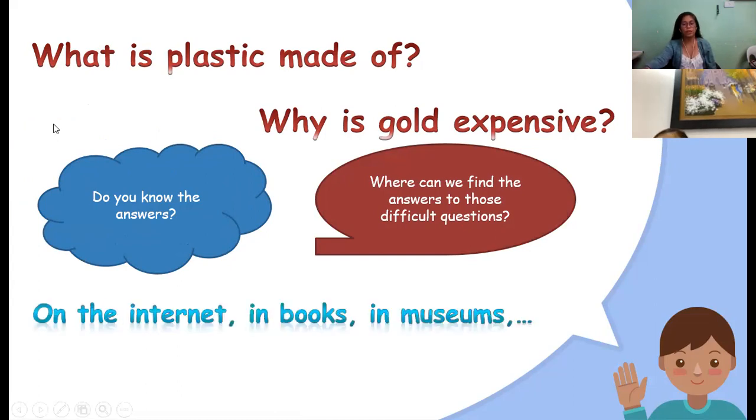First, we can find it on the internet. Second, we can find it in the books. And others, we can also find in the museums. So these are the three sources in which we can find the answers to those difficult questions. But nowadays, most likely, we can find all the answers on the internet. You will just Google it, and after that the answers will automatically be given to you. That's why the internet nowadays is very important. So what is plastic made of? Why is gold expensive? You can find it on the internet.